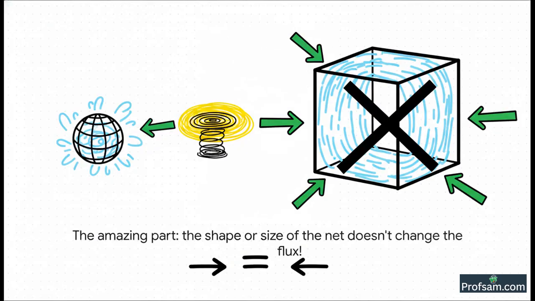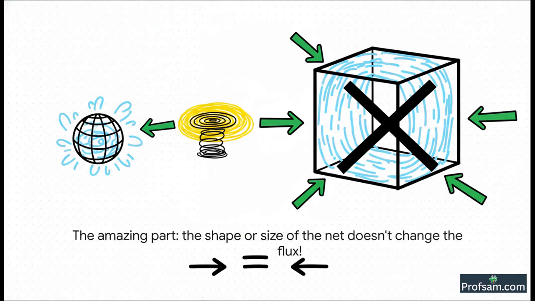And now, here comes the most interesting part. What if we take away our small spherical net and replace it with a big cube-shaped one? Do you think it's going to catch more water? The answer is no. Think about it. The spring inside is still the same, right? It's still pumping out the same amount of water every second. So the total flow, the total flux passing through this new net is exactly the same.